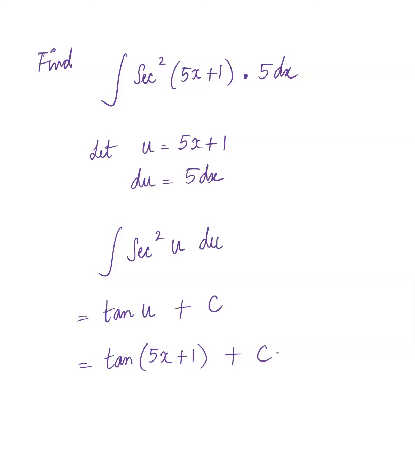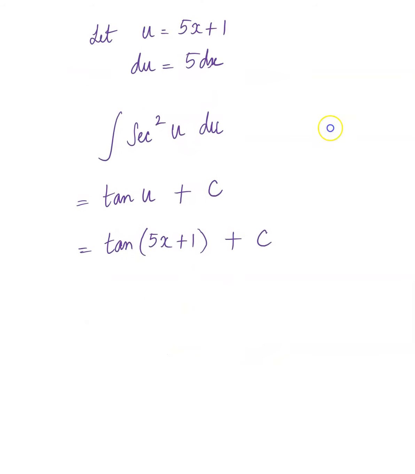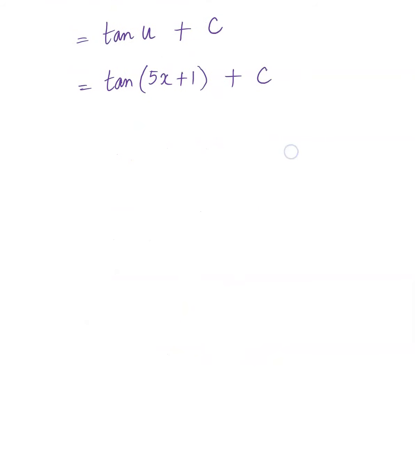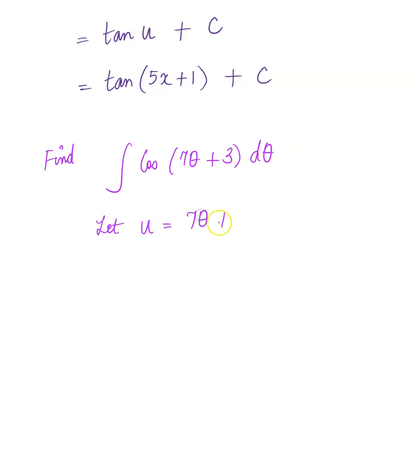Alright, now what if it didn't match up exactly? So here comes another example for us. Integral of cosine of 7 theta plus 3 d theta. Once again, we know there is a formula for the integral of cosine x, but this is the problematic piece, so we say let u be equal to 7 theta plus 3. So du will be 7 d theta.